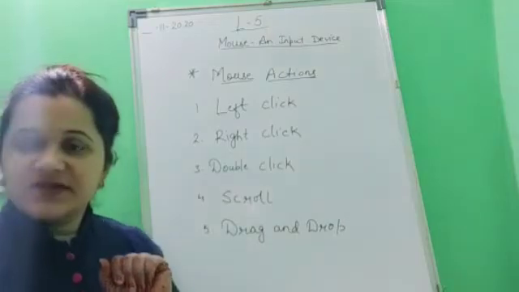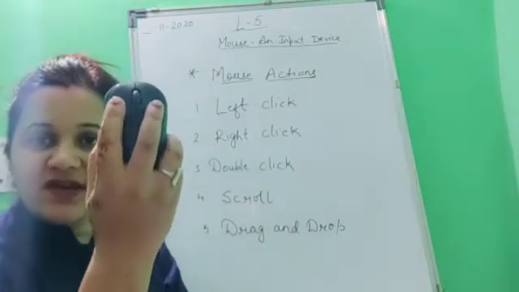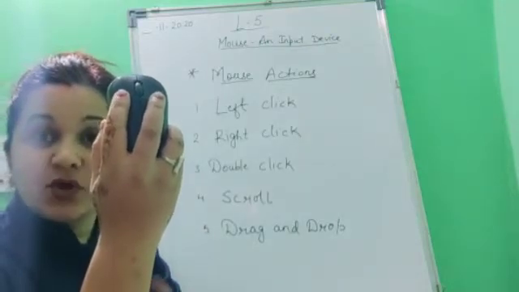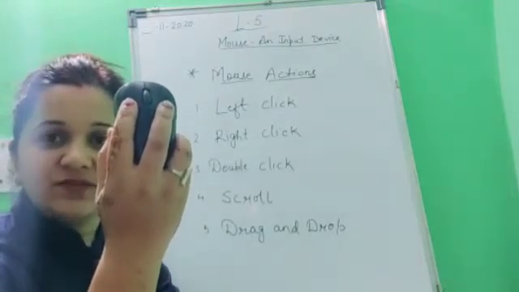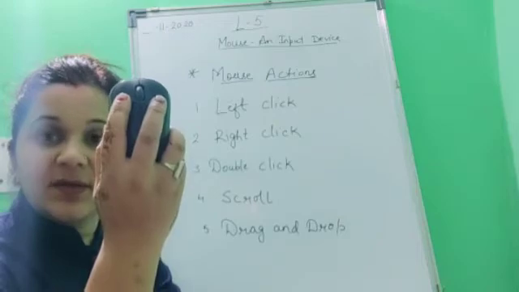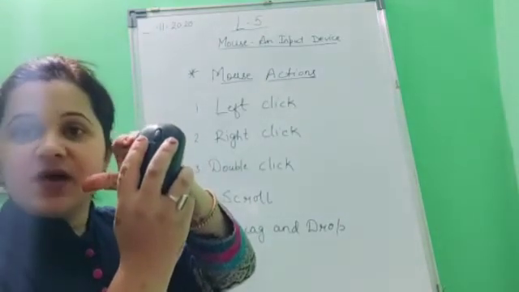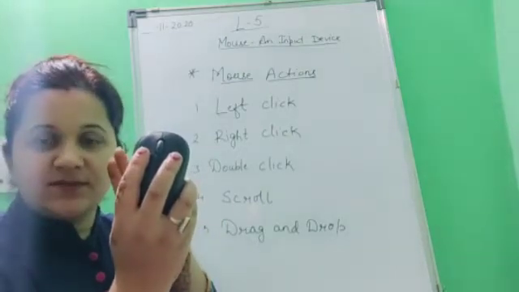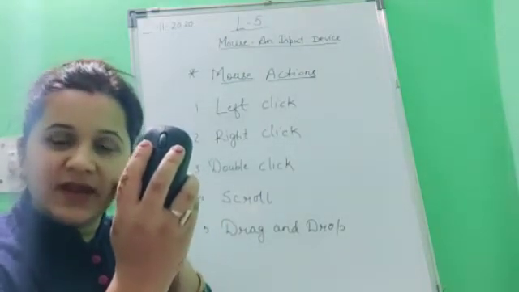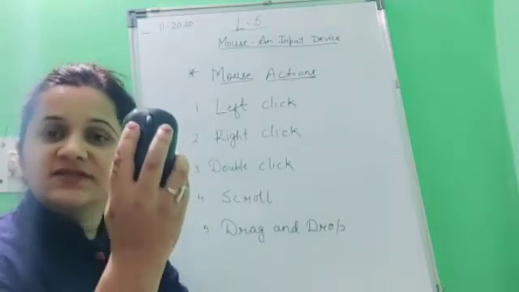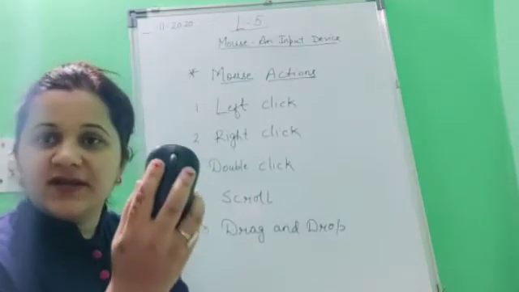double click. Now what is a double click? When we press the left mouse button twice at the same time, like this, 1, 2, this is called double click. When we press the left mouse button 2 times within a fraction of a second, like this, this is called double click. Okay, children.